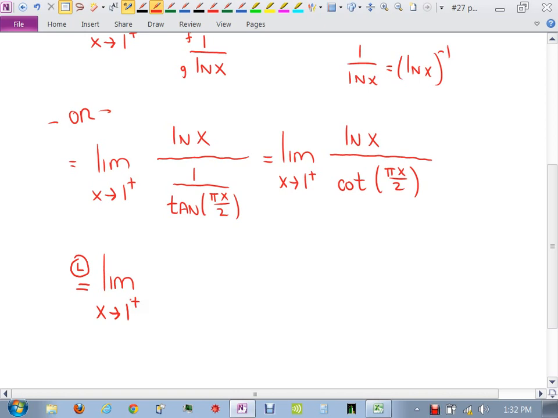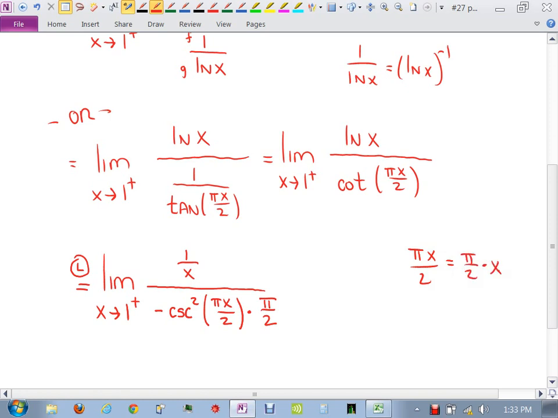Derivative of the top, 1 over x. All right, derivative of cotangent. So what's the derivative of cotangent? Negative cosecant squared of pi x over 2 times chain rule, the derivative of what was inside cotangent, pi over 2. Right? Pi over 2 is like a constant in front of x. Everyone understand that? Pi x over 2 is the same as pi over 2 times x. That's just a number in front of x, so when you take the derivative of it, you just get the pi over 2.